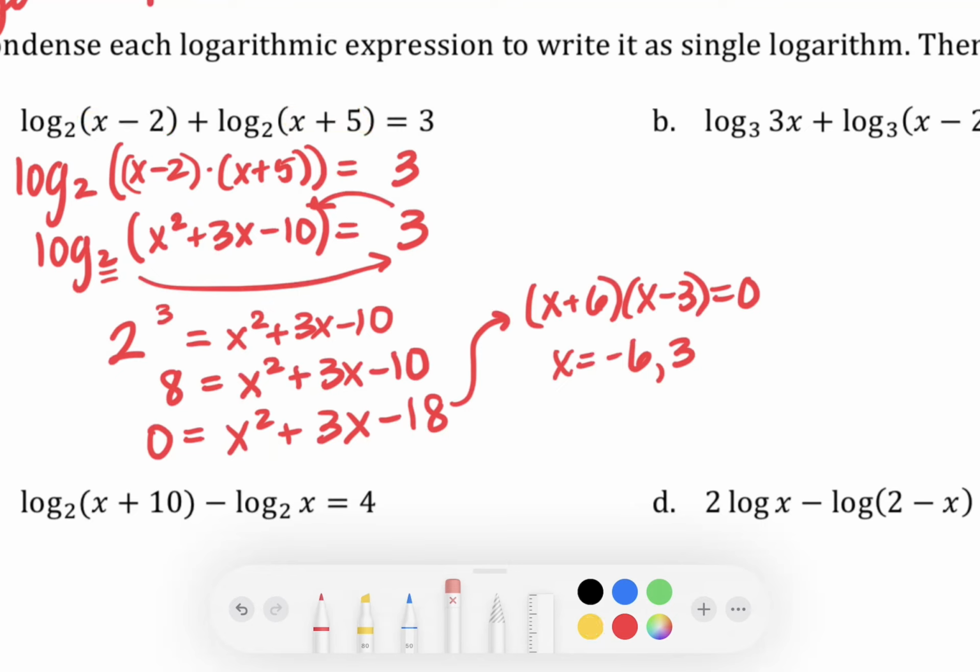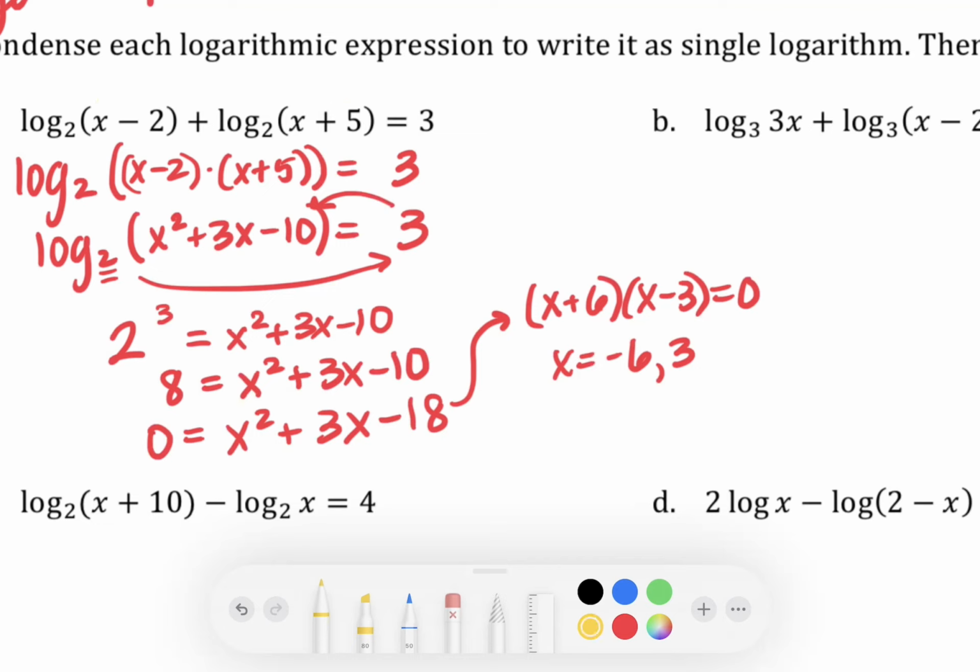So let's mentally plug these back in, or I'll write it out. If I were to plug in 3, 3 minus 2 is 1. Cool, that's still a positive number. 3 plus 5 is 8. Awesome, that's still a positive number. And if you were to solve that out, you'd find out it does in fact give us 3.